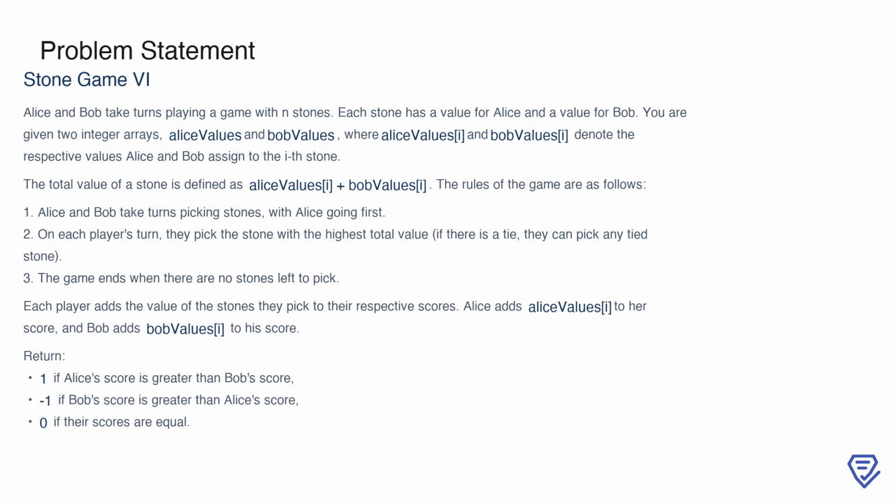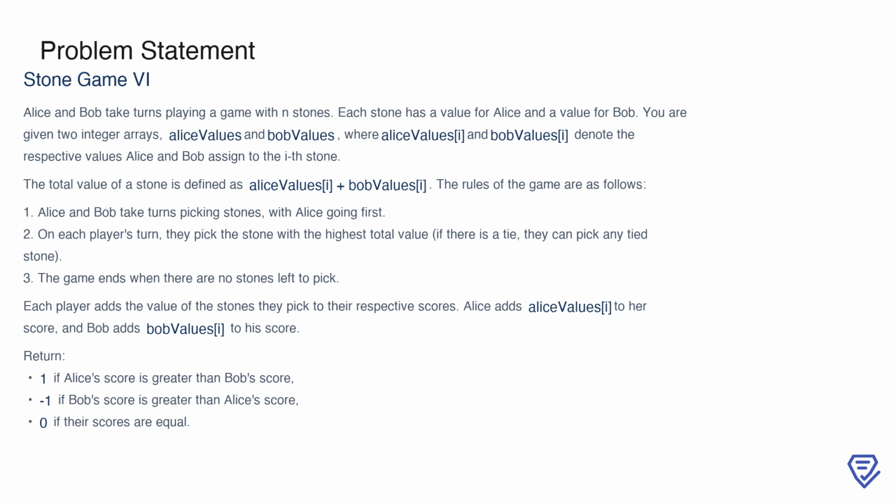a value assigned by both players. These values are provided in two arrays, Alice values and Bob values. The combined value of a stone is calculated as the sum of its value for Alice and its value for Bob. The game proceeds with Alice and Bob taking turns to pick stones, starting with Alice.